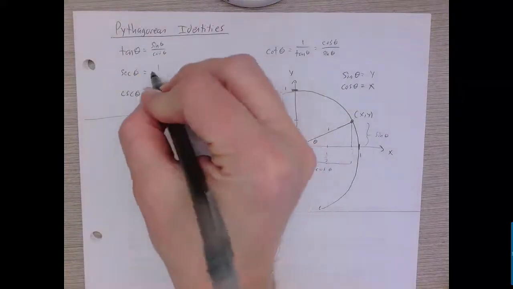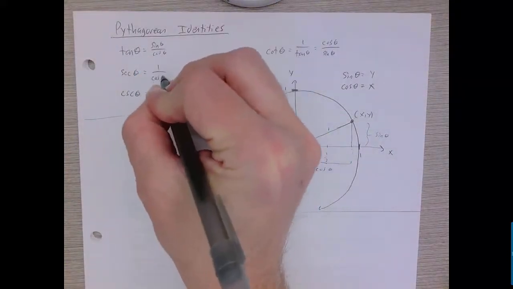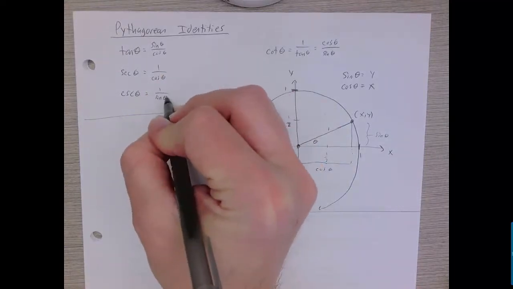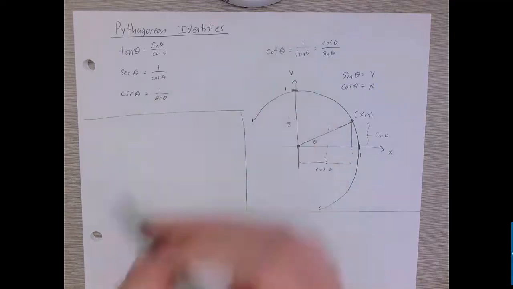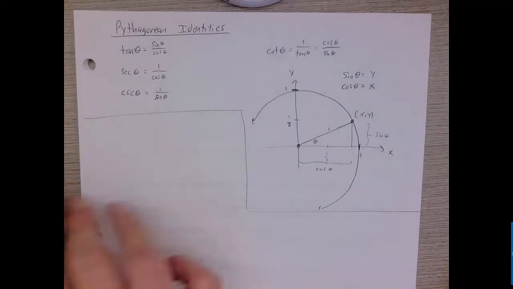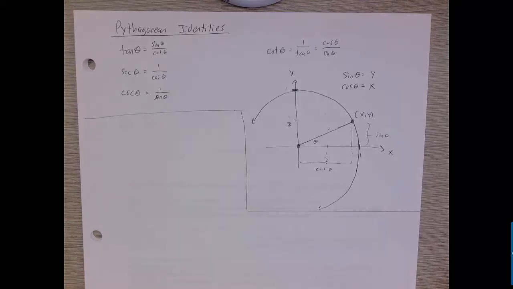Secant is the reciprocal of cosine. Cosecant is the reciprocal of sine. Those are two more that we haven't used a lot, especially recently, but again, you'll need to know those dead cold for calculus. Okay, so review of the basics done.